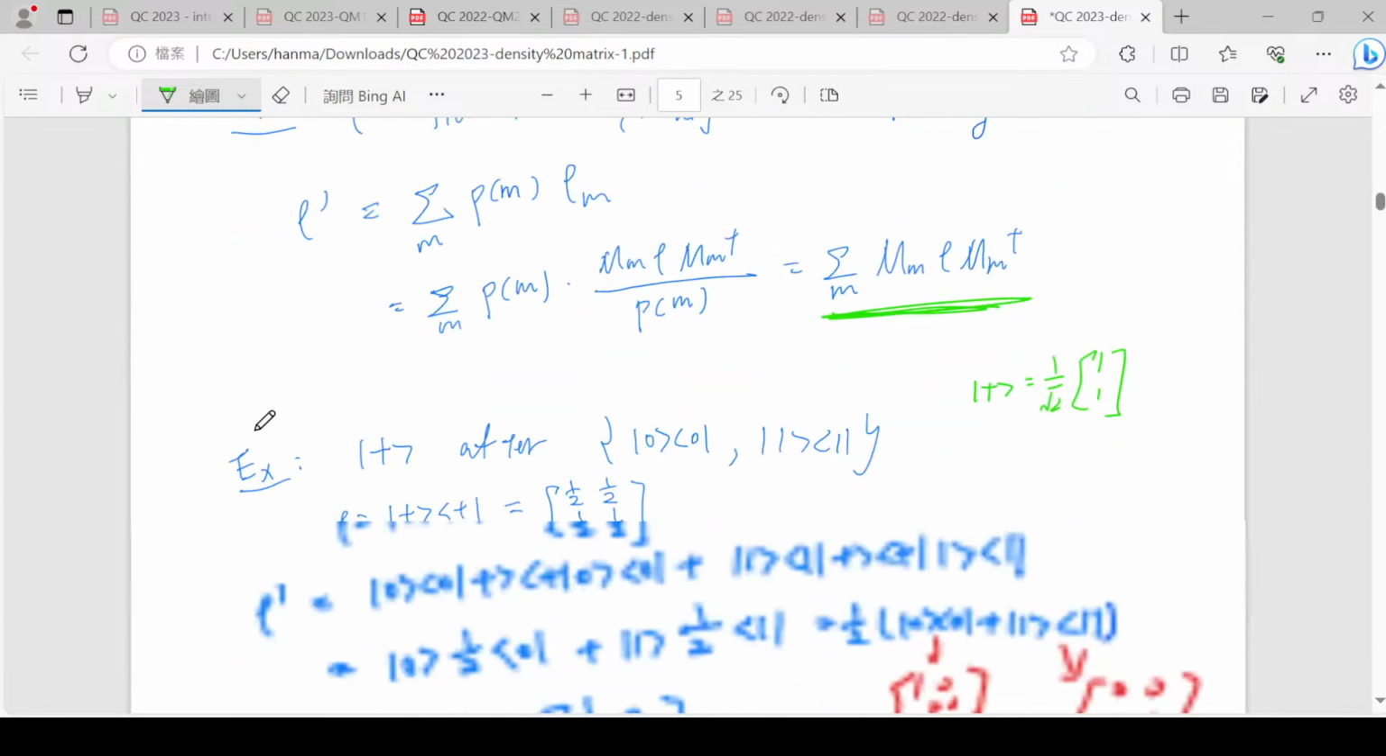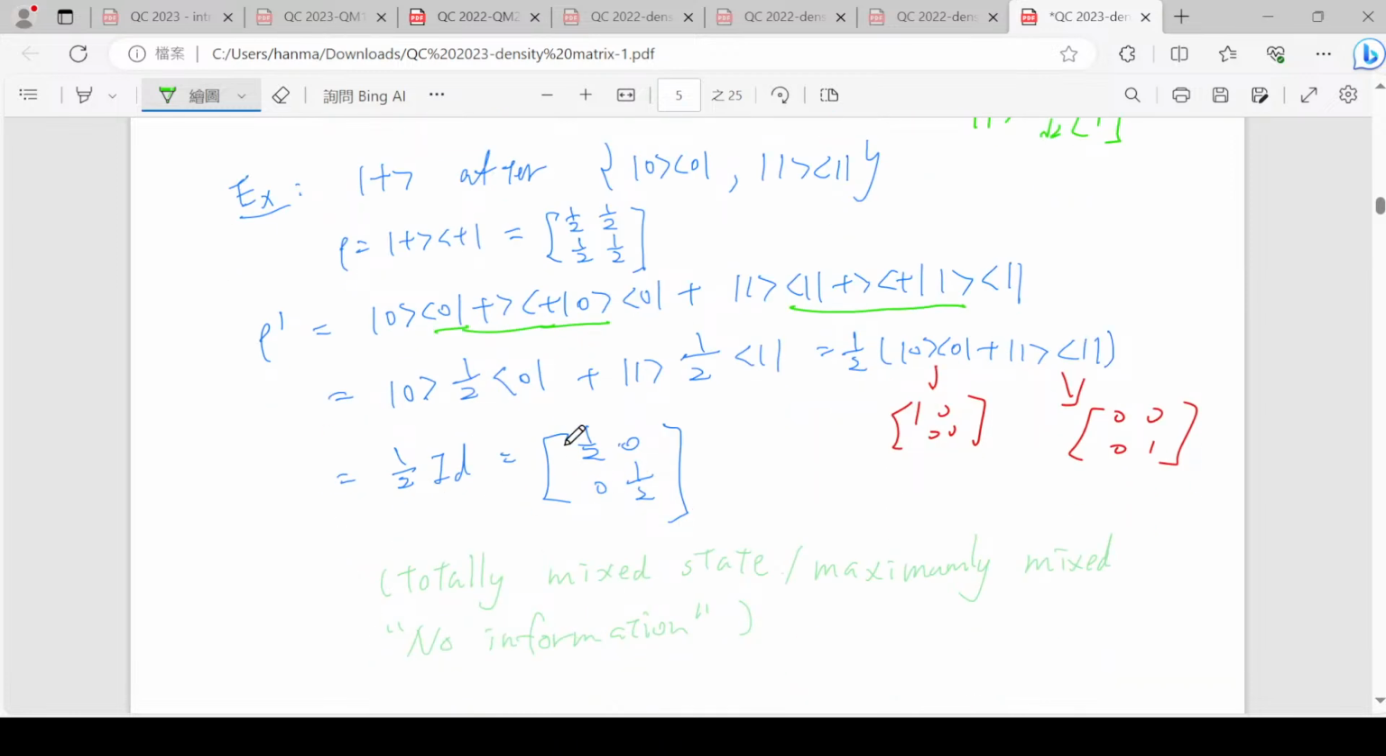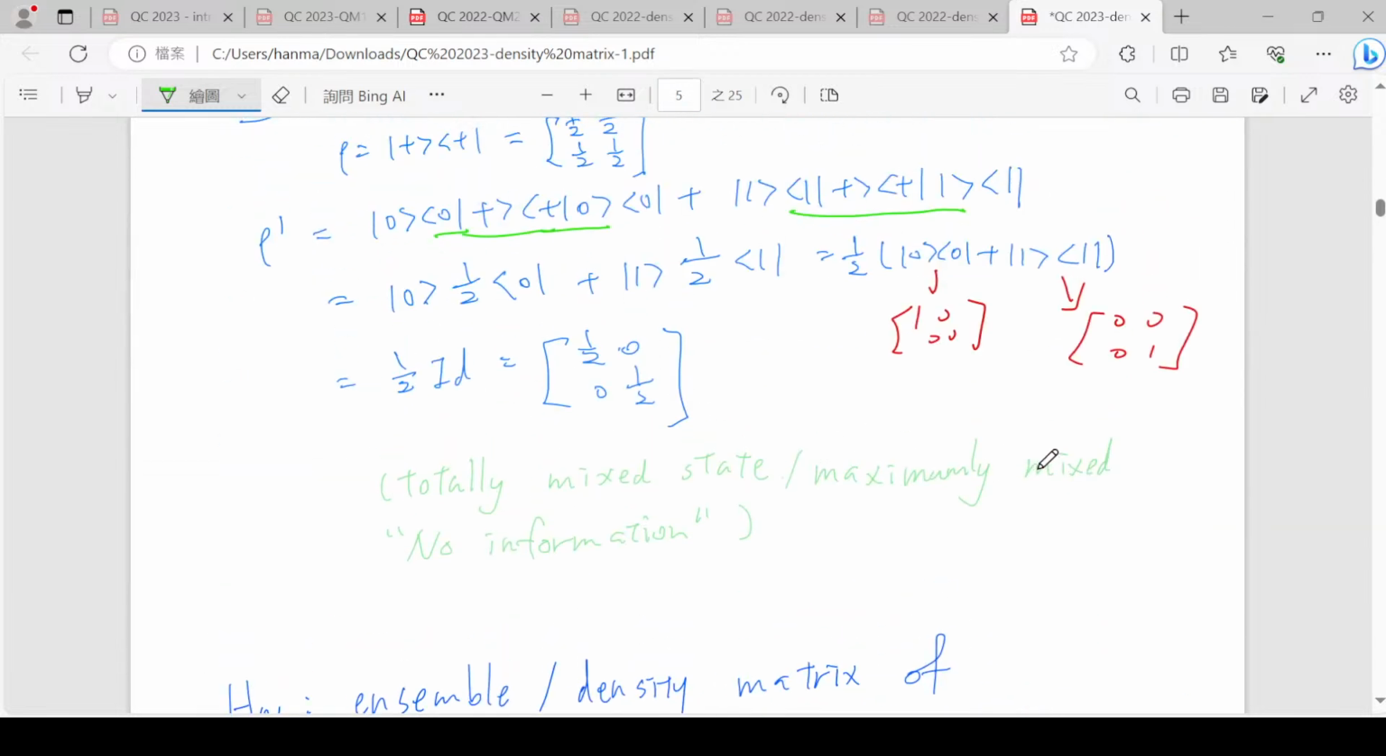So the first thing we want to check is that you see that this matrix is different from this matrix. Okay. So we proved that this plus state, you measure in 0, 1 basis, even though you cover up the measurement result, it will turn into a different state. So it will collapse the state, you don't know what it collapses into, but it already changed the state. Something interesting. And this state is also called totally mixed state and maximally mixed state.